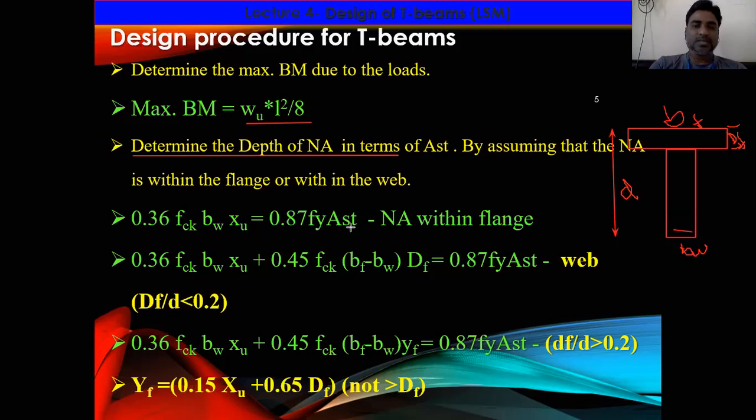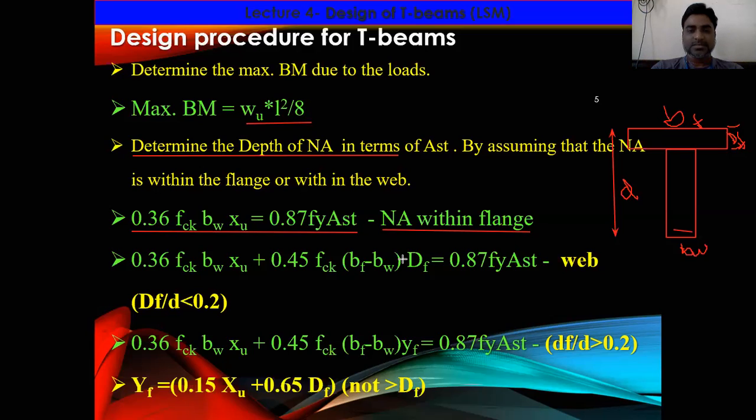Suppose I am assuming that the depth of neutral axis is within the flange. Therefore, the compression force equal to tension force is this one. That means 0.36 fck bf Xu = 0.87 fy Ast. So this equation can be used to determine the depth of neutral axis if the depth of neutral axis is within the flange, right? Next case is if I assume that the depth of neutral axis is within the web, right?